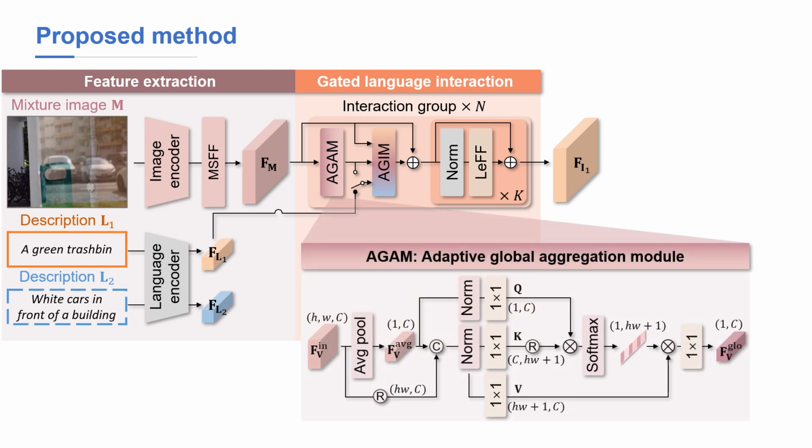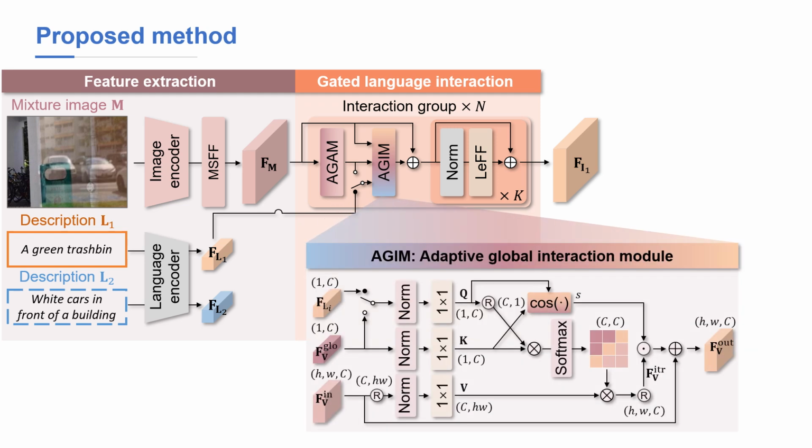Each interaction group contains an adaptive global aggregation module to gather global information of input visual features. Then a language gate is employed to prevent detrimental guidance from unavailable descriptions, and an adaptive global interaction module conducts interactions for exploring holistic image-language content correspondence.